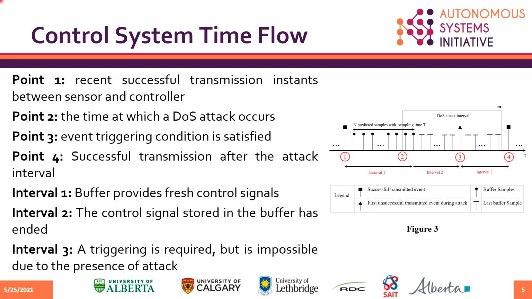Point 2 is the time at which a denial of service attack occurs. At time point 3, the event-triggered condition is satisfied, thus leading to a new triggering event. However, transmission is impossible due to the presence of the denial of service attack, and until the end of the attack interval, data will continue to be sent at a constant rate. Based on this observation, we divide the intersampling interval from point 1 to point 4 into 3 subintervals, on which the stability analysis of the control system is based.